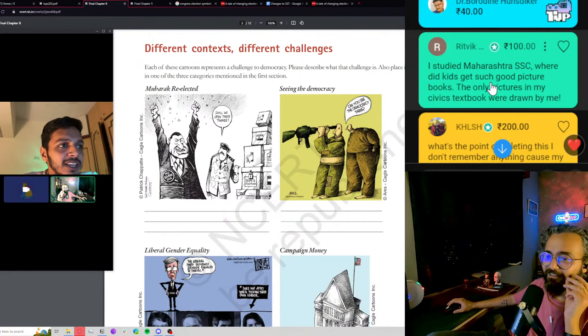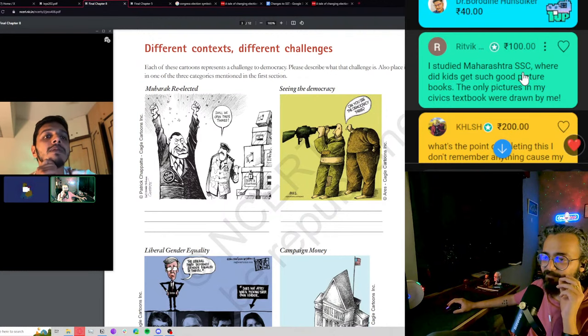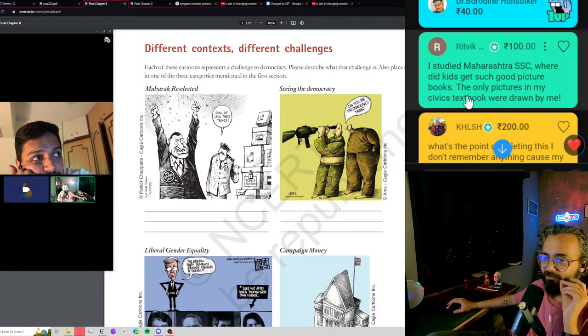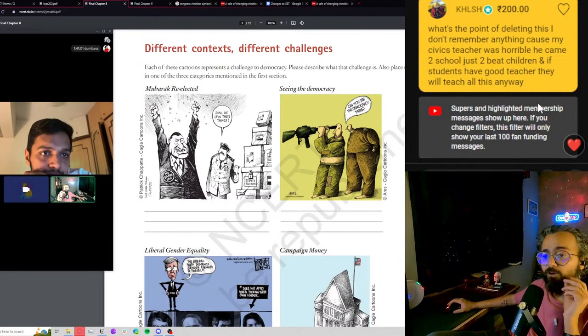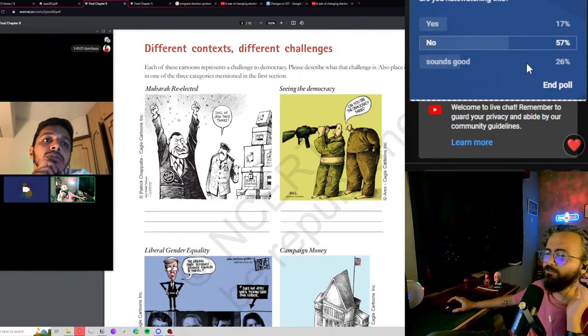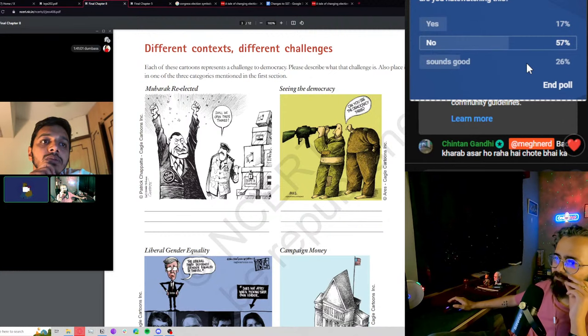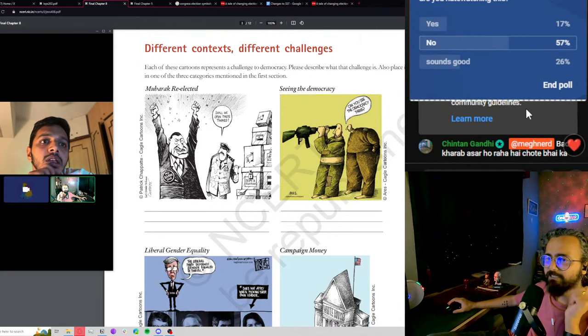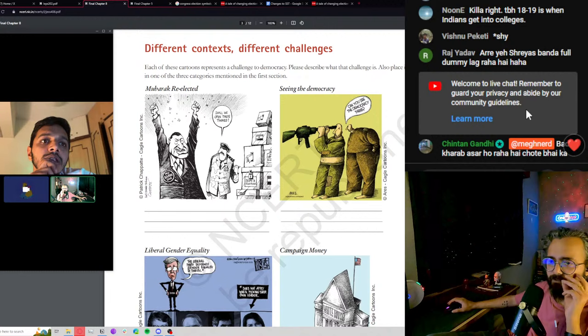So, Ritvik is saying, I studied Maharashtra SSC. Where did kids get such good picture books? The only pictures in my civics textbooks were drawn by me. Oh, even my book was very boring. Shreyas, you were CBSE through and through, no? CBSE, yeah. I was CBSE till 8th standard. Then I did state board, which is Maharashtra SSC.